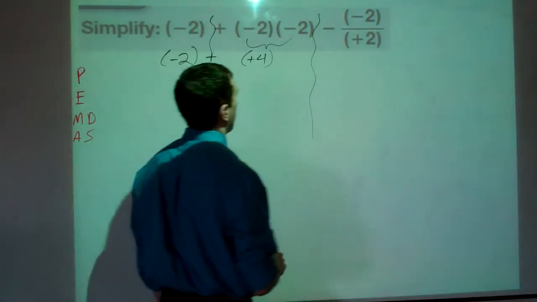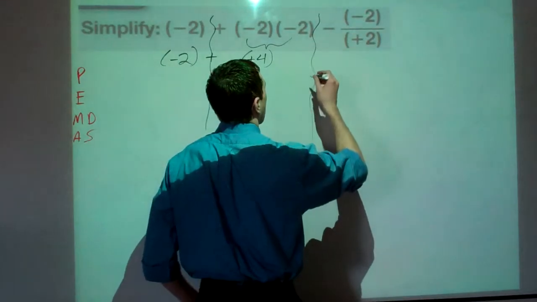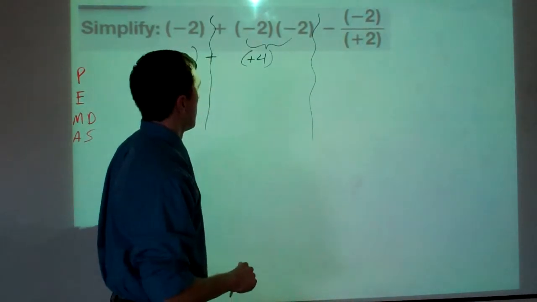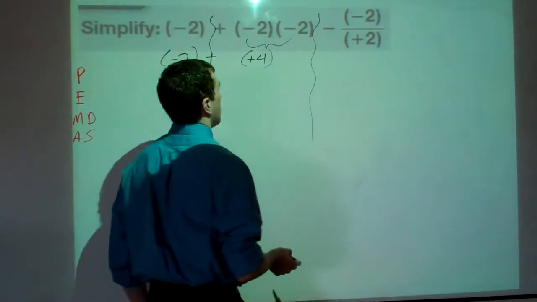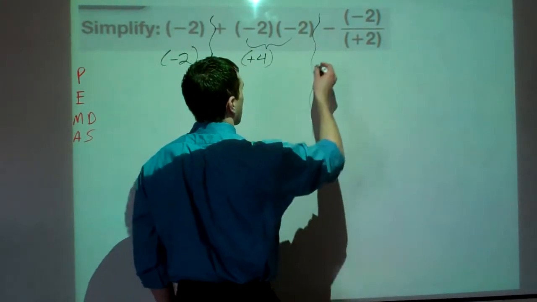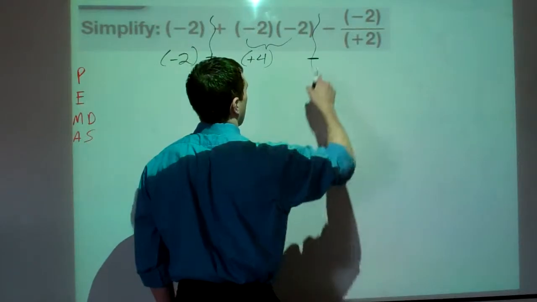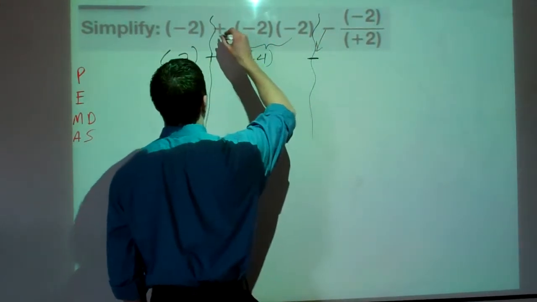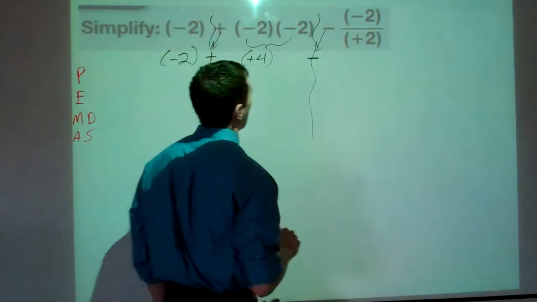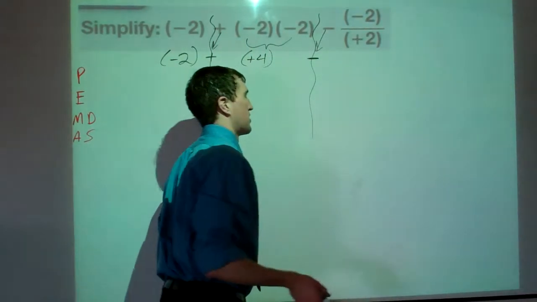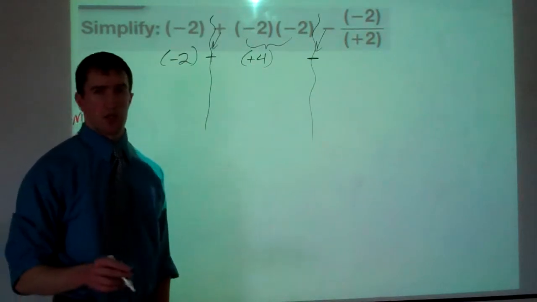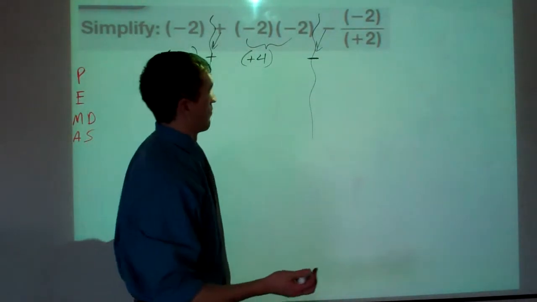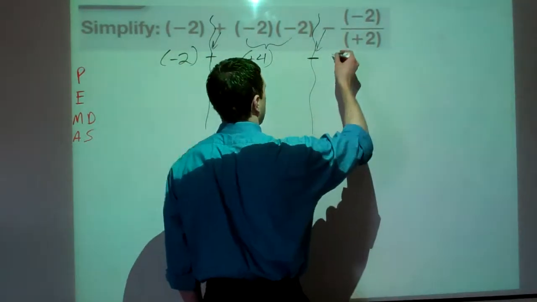And then we have minus a -2 divided by +2. I have a few ways we could do this. Let's just bring our negative there, minus, drop that down. So that went there, and this went here. Okay, so -2 divided by +2. Regular +2 divided by 2 is just 1. So -2 divided by +2 is -1.